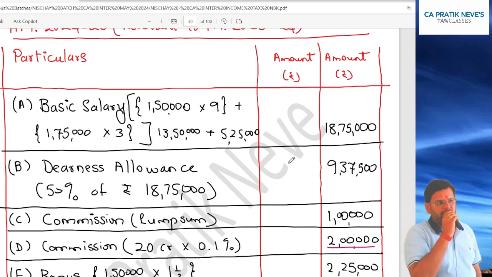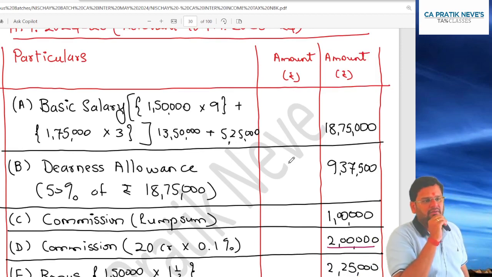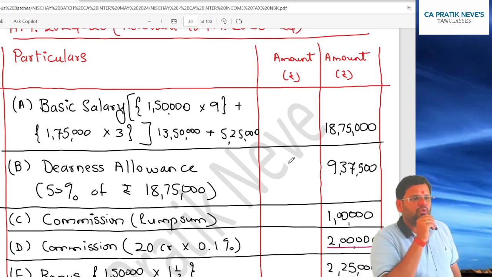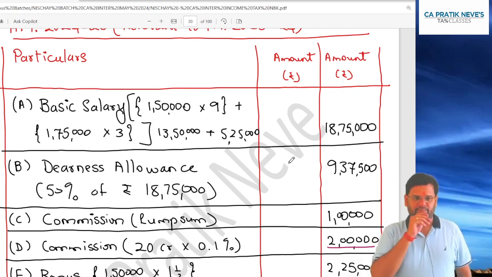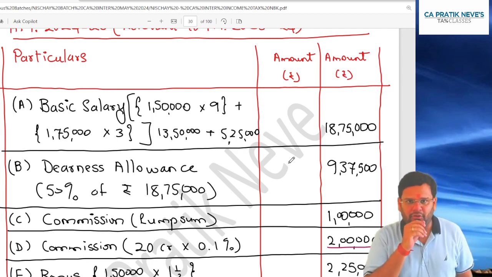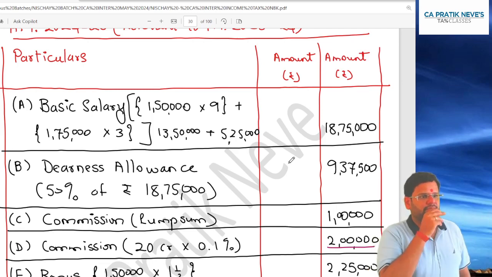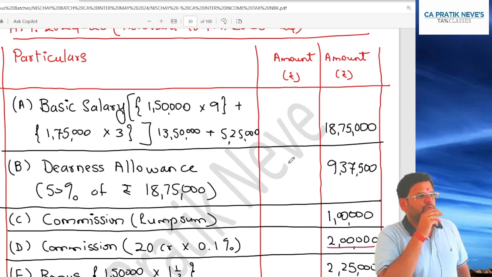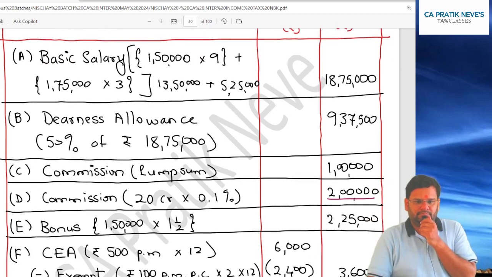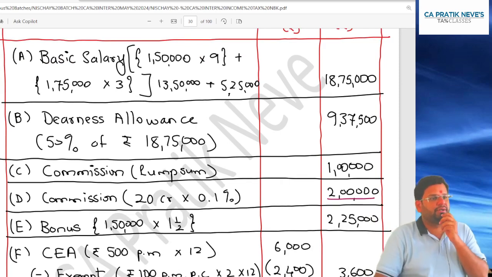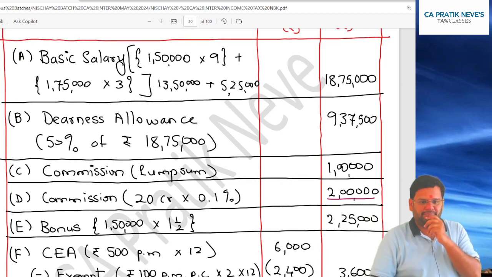Please do two columns. Particulars and amount rupees, amount rupees. Two columns means two amount columns. All of you: particulars, amount rupees, amount rupees.